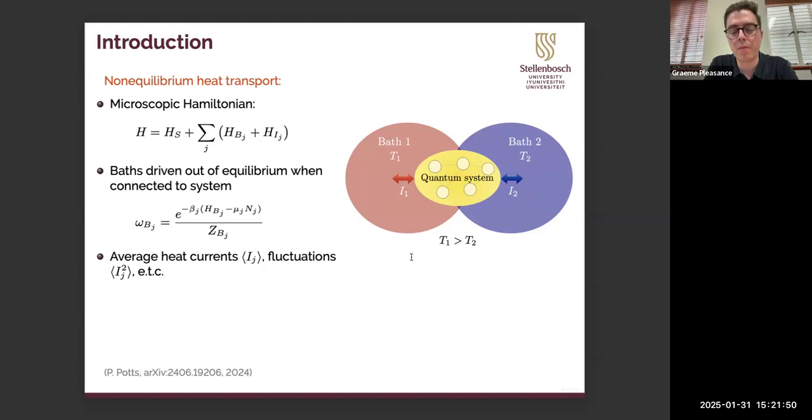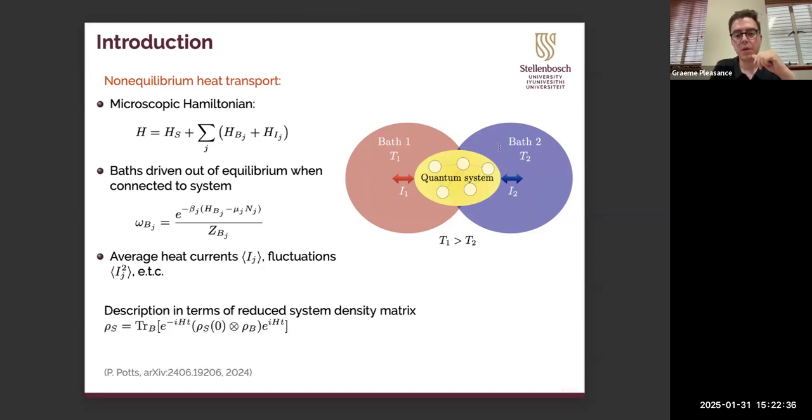We assume that initially each of these baths is internally in equilibrium, but out of equilibrium with each other. Then at some initial time, our system is coupled to each of these reservoirs, and this obviously drives the reservoirs out of equilibrium. What we're in principle interested in is looking at both the transient and the steady state regime, in particular quantities like the average heat currents between reservoirs and the fluctuations in these heat currents, etc. These can be represented as expectation values of certain observables, or moments of these observables.